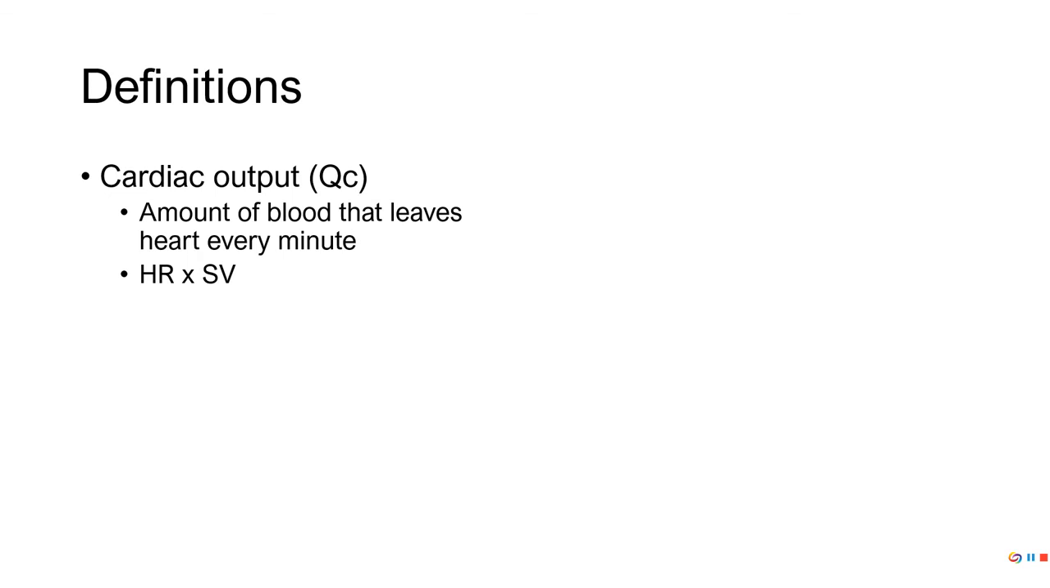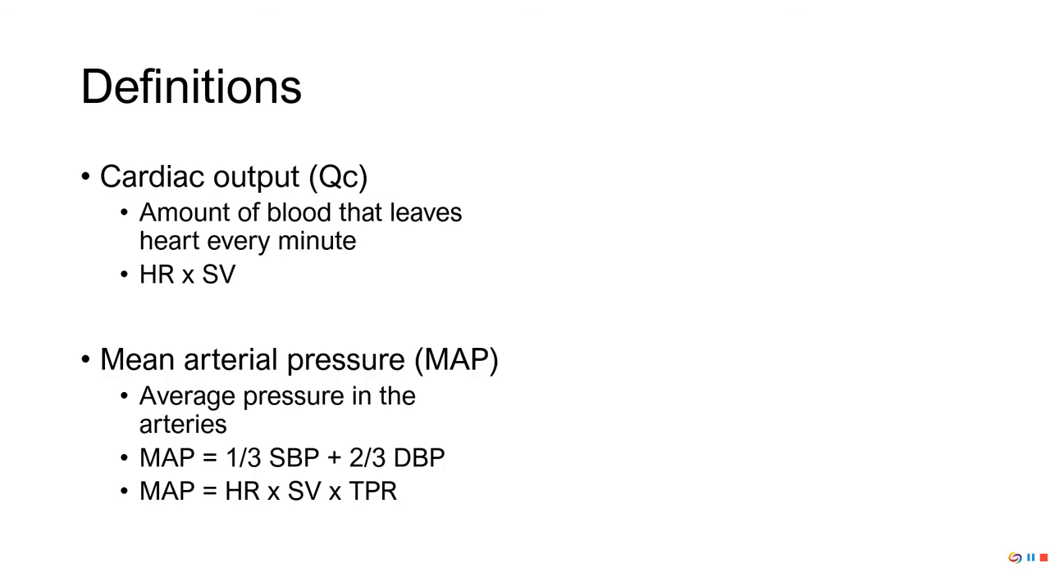So a few more definitions, and really this should be review. We've got cardiac output, which is just how much blood leaves the heart every minute. Mean arterial pressure is the average pressure in the arteries, and there's a couple ways to calculate it: 1/3 systolic plus 2/3 diastolic. In theory, you can calculate it by going heart rate times stroke volume times total peripheral resistance.